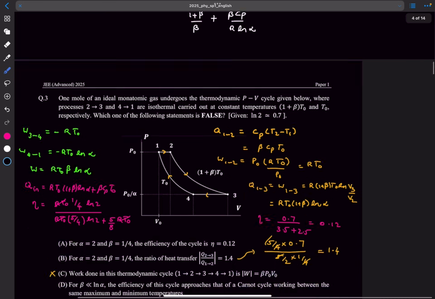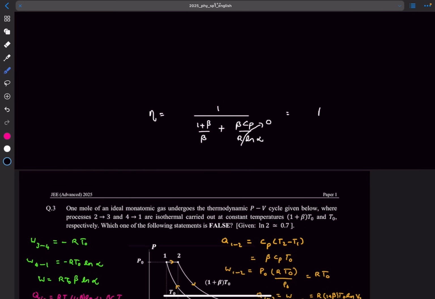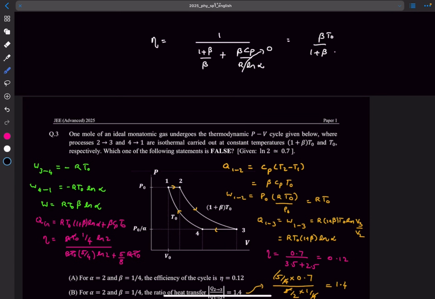Now if beta is to be considered significantly smaller than ln alpha, then we'll basically neglect this term. And then the efficiency approaches beta divided by 1 plus beta, right? If you multiply and divide by T naught, both in the numerator and denominator, this is just 1 minus T naught divided by 1 plus beta T naught.